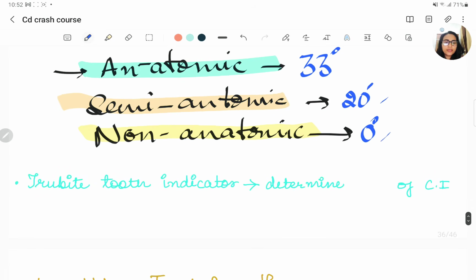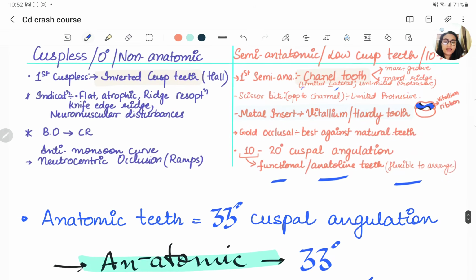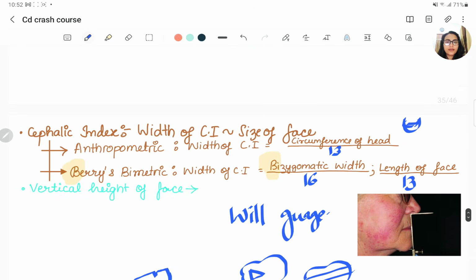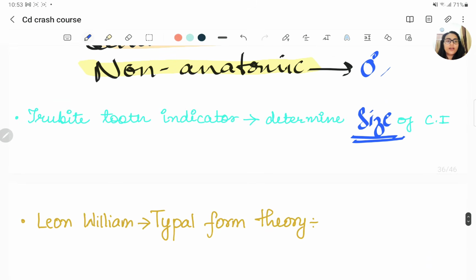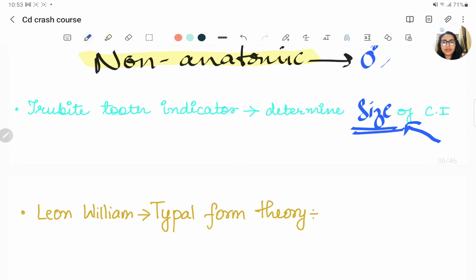True bite indicator determines the size of the central incisor. You have to remember when I say size, when I say width, because sometimes they give you size, width. If they ask you in a question regarding the cephalic index, they can say the size or length of the central incisor, and they will give you the option width of the central incisor. So you have to remember what part of the central incisor we use as the anthropometric or biometric measure. When we talk about the cephalic index, it is the width of the central incisor. When I say true bite tooth indicator, it is the size of the central incisor.